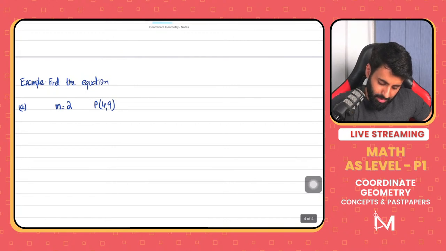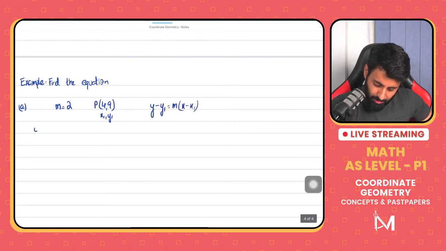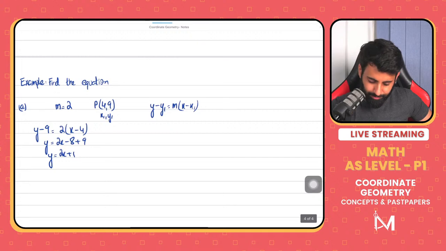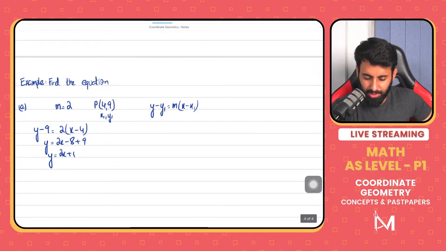So here we have x1, y1. Okay, let's write down the formula. Y minus y1 is equals to m x minus x1. So y minus the y coordinate, which means y minus 9, and then m into x minus x coordinate, which means x minus 4. So here we have y is equals to 2x minus 8 plus 9, which means y is equals to 2x plus 1 is your final answer. That's it. So it's actually much easier than y equals to mx plus c.